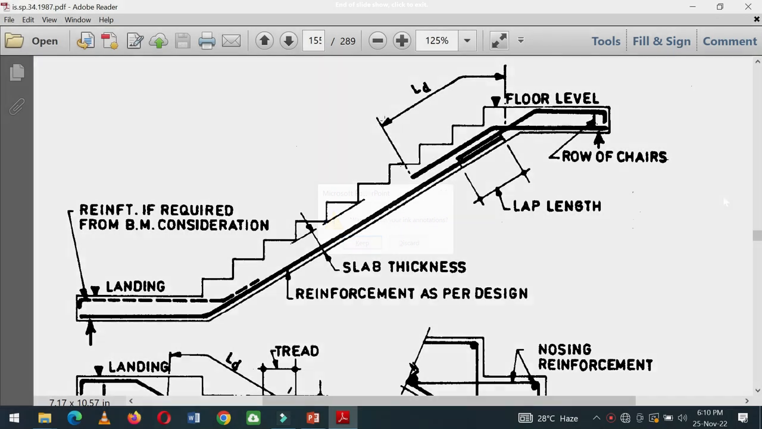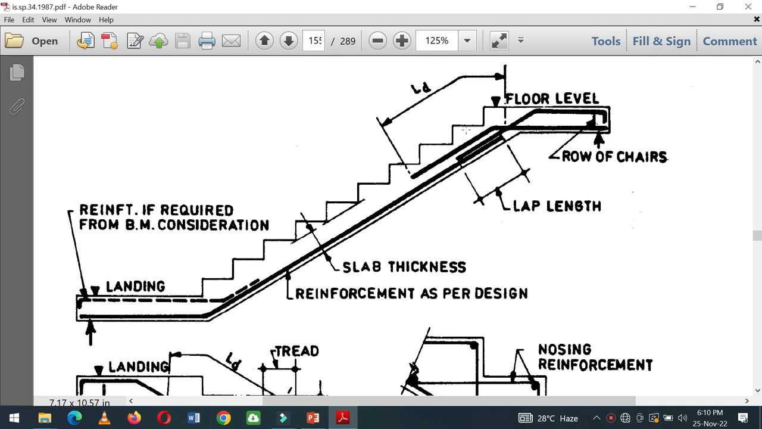And now the detailing. Here we can see the waist slab. The thickness of the waist slab starts from the bottom and goes up to the bottom portion of the steps. This is the thickness of the waist slab. The main reinforcement will be provided at the bottommost layer of the waist slab, which has come as 150 millimeter center to center in this problem. And you will see the distribution bar is coming as 8 millimeter at 200 center to center.